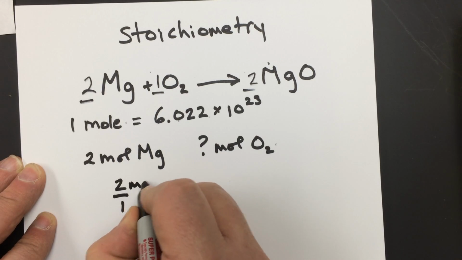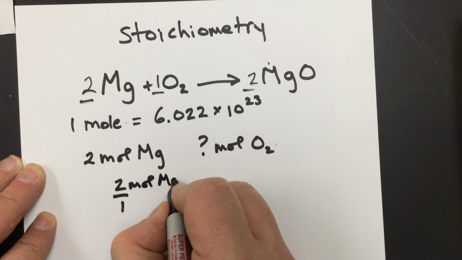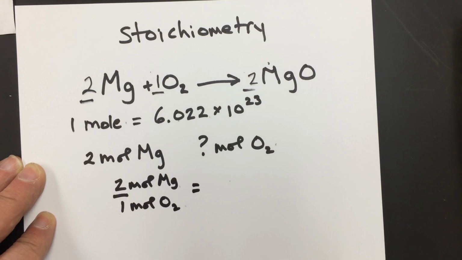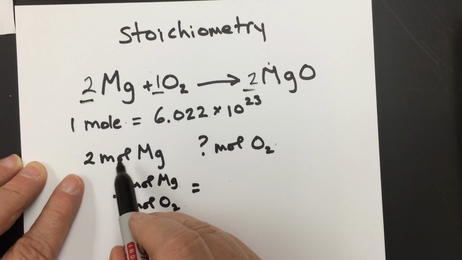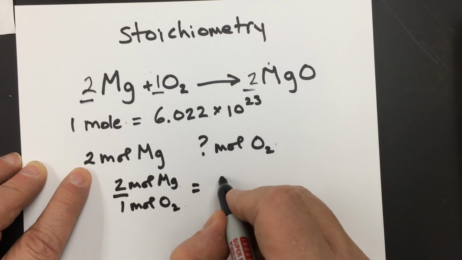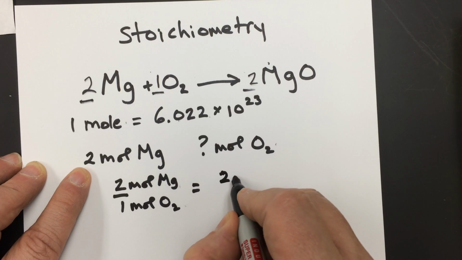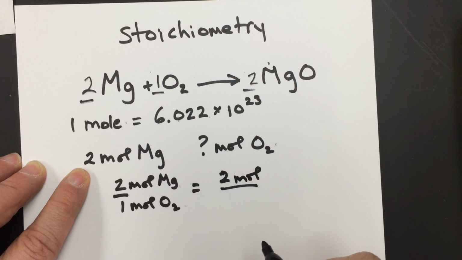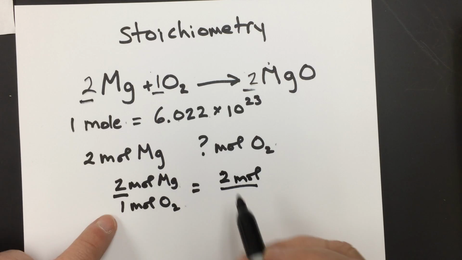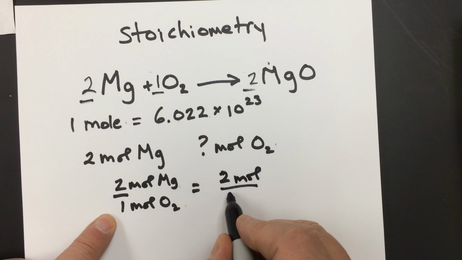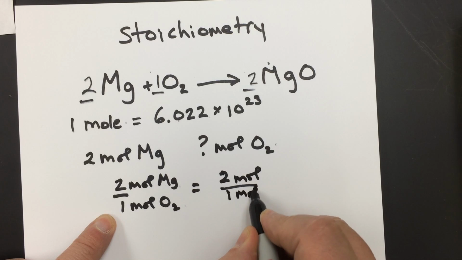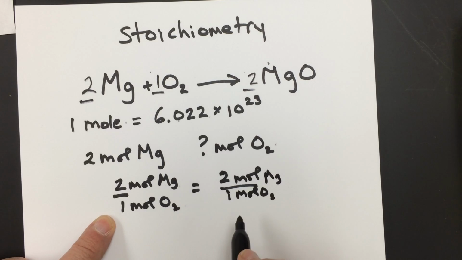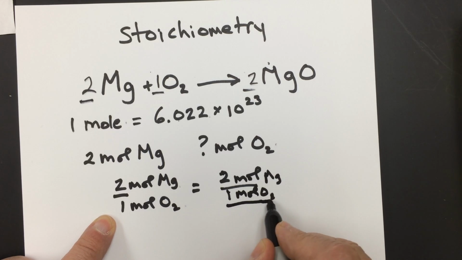So this is 2 moles of magnesium and 1 mole of oxygen, and it's going to be equal to, so I'm going to come back to what I was given, 2 moles of magnesium I was given. What do you think I'm going to have for oxygen? Well, 2:1 is equal to 2:1. I gave you a very easy one. So our answer was 1.